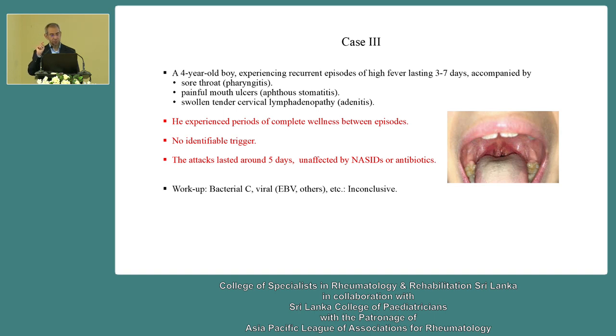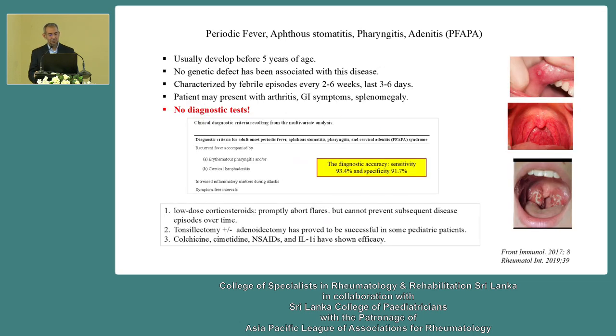So I give you a hint: pharyngitis, aphthous stomatitis, adenitis. So this is what we call PFAPA, and this is probably the most common polygenic systemic autoinflammatory disease. There is no genetic defect. So periodic fever, aphthous stomatitis, pharyngitis, adenitis, usually developed before 5 years of age. No genetic defect has been identified, and it is characterized by febrile episodes every 2 to 6 weeks, lasting a few days, and patients may present with arthritis, GI symptoms, and splenomegaly.